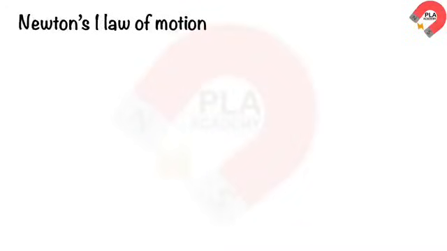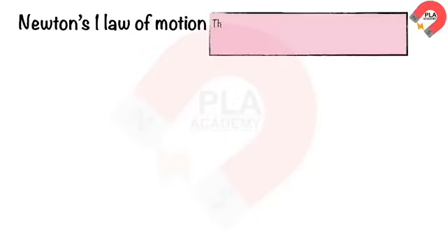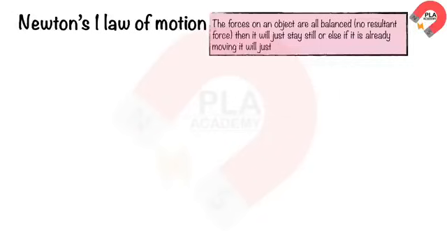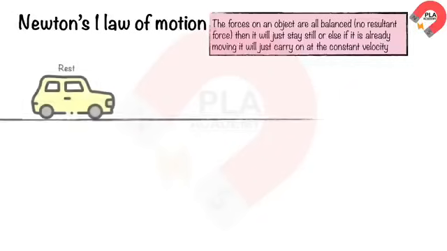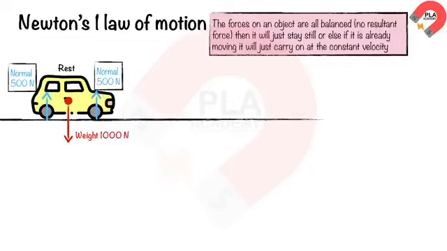The three laws of motion, also known as Newton's laws of motion. Newton's first law of motion: if the forces on an object are all balanced, then it will just stay still, or if it is already moving, it will just carry on at constant velocity. When a car is at rest, the forces on it must be balanced. So, the car's weight acts downward to equal the total normal forces acting upward.